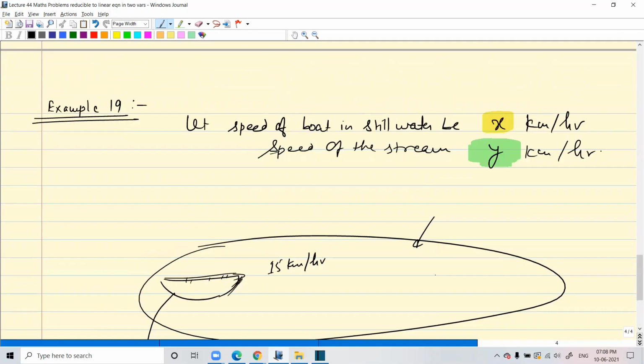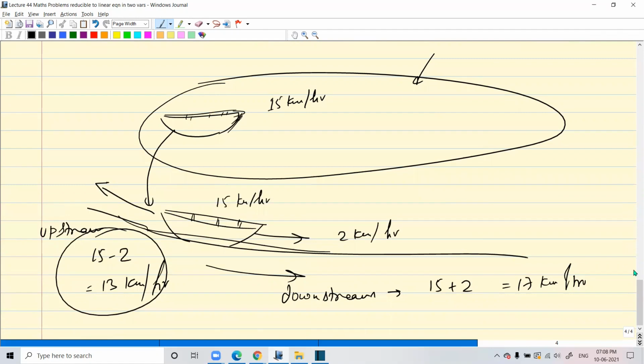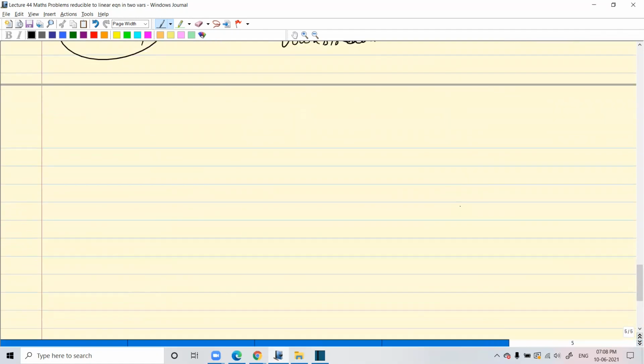So that's exactly what we will do to find the speed of the boat while going upstream and the speed of the boat while going downstream. We need the speed.